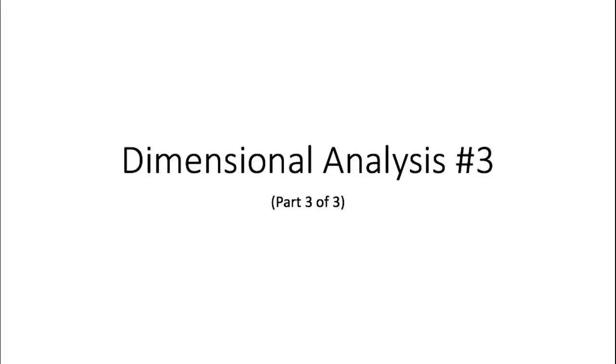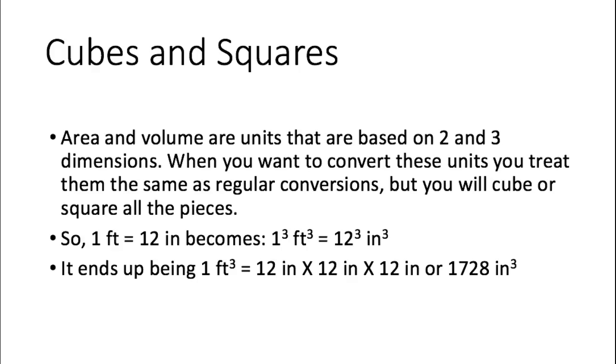Hi, this screencast is the last part 3 of 3 on the dimensional analysis process. So in the first video, we saw how you convert from one unit to another. In the second video, we talked about how we convert when we have a unit on the top and a unit on the bottom, like converting from miles per hour to meters per second. So now we're going to add one more layer of complexity, and that's what do we do when we have cubes and squares in our problem.